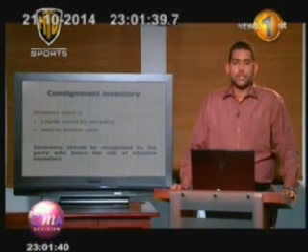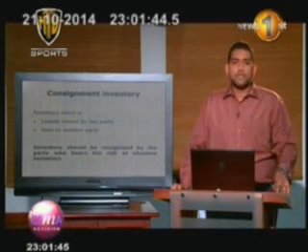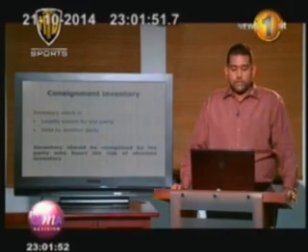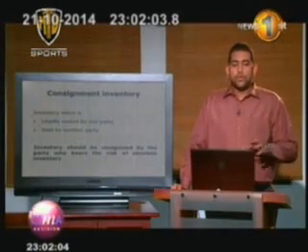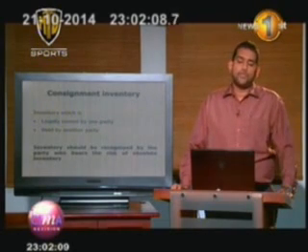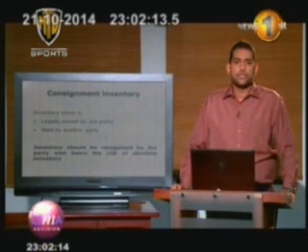Is it the manufacturer or is it the dealer? The party who is exposed to the risk of obsolescence is the one that should recognize the inventory in the financial statements. So it says here, inventory which is legally owned by one party and held by another party should be recognized by the party who bears the risk of obsolete inventory. Remember, in a scenario, you might find both parties associated in this transaction exposed to various types of risks. But what you have to look at is the worst possible thing that can happen. That is the risk of obsolescence.